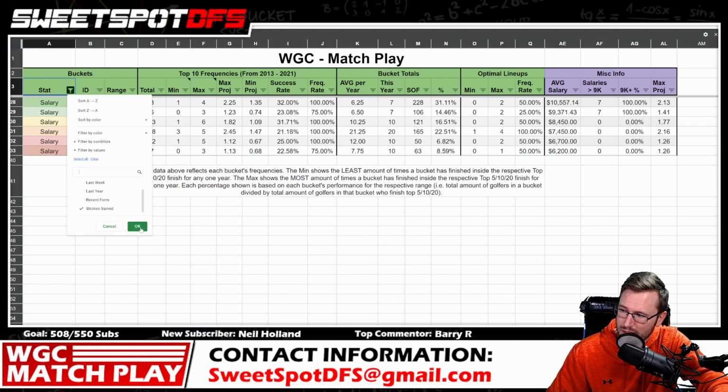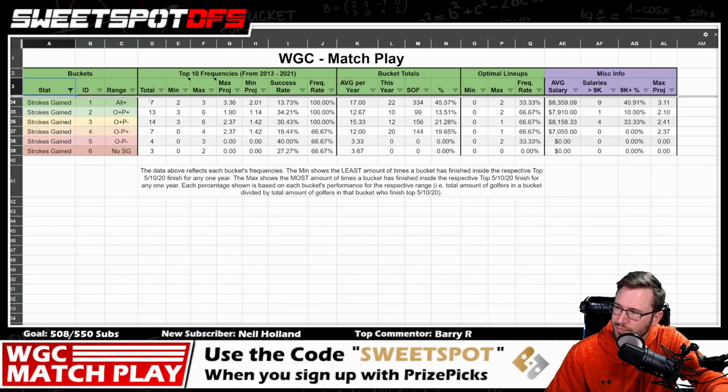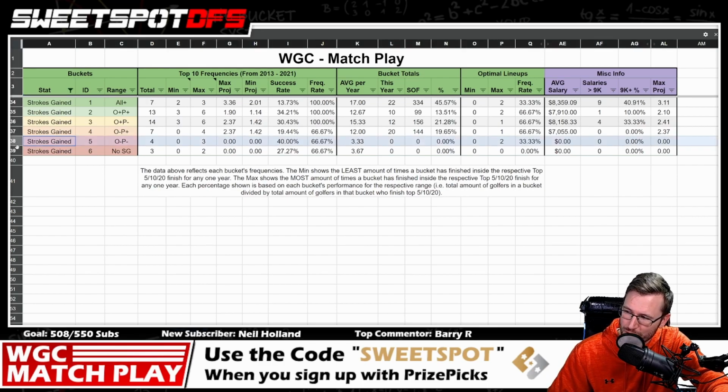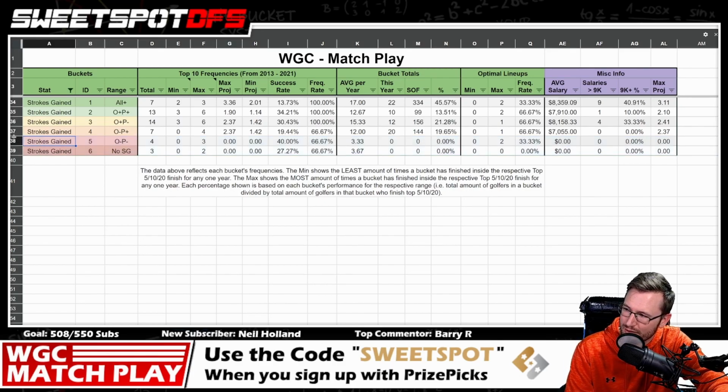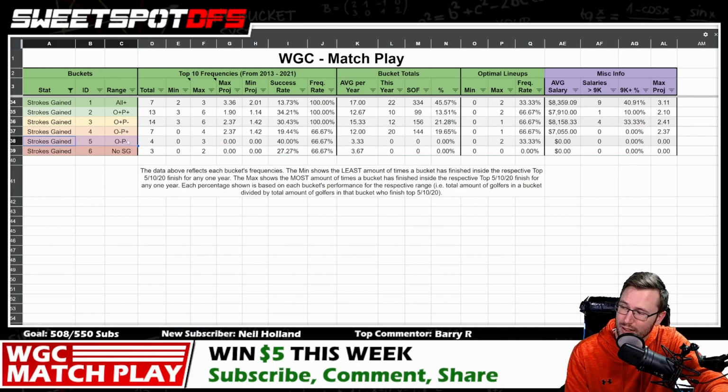And then the last bucket to talk about are stroke chain buckets. And there are no stroke chain 5 or 6 buckets, which makes sense, it's the top 64 in the world. A lot of times we see like a Jordan Spieth somewhere down here, or even a Ricky Fowler. Ricky Fowler was in this bucket for the longest time. He's obviously not for this tournament. So it's very interesting.